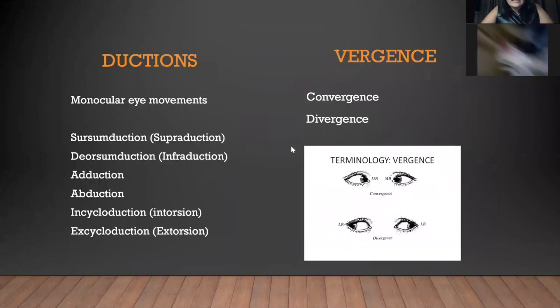Now, when we said the ductions are monocular eye movements, how are they defined? If you look up with one eye, it's called supraduction or sursumduction. Down is infraduction or deorsumduction. Adduction is when you look inwards. Abduction is when you look outwards. Incycloduction is intorsion, meaning the eye moves in, and excycloduction is extorsion, the eye moves out.